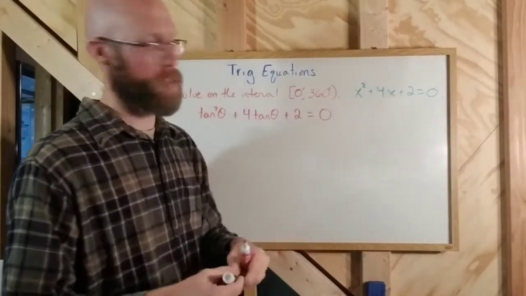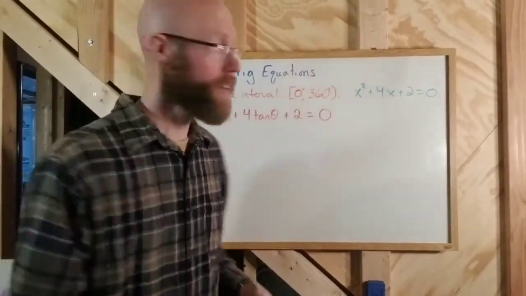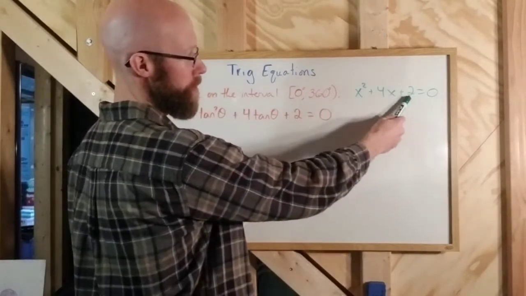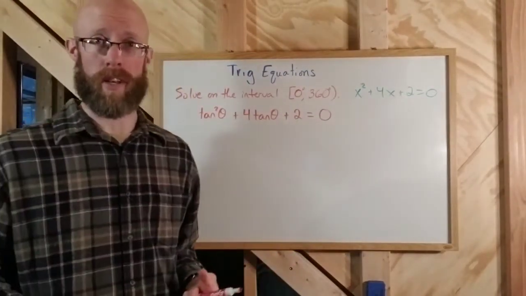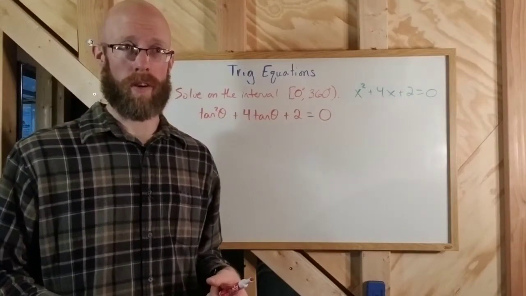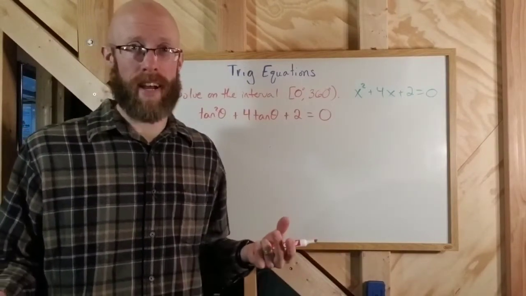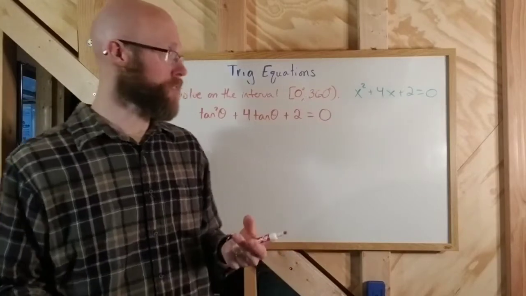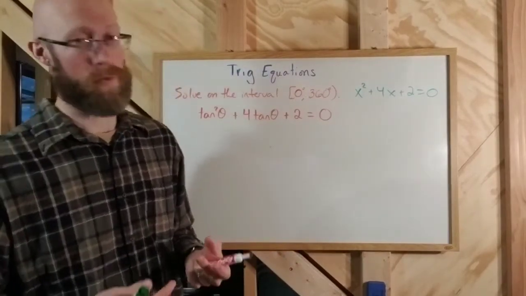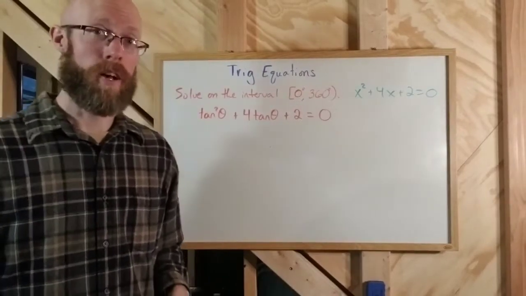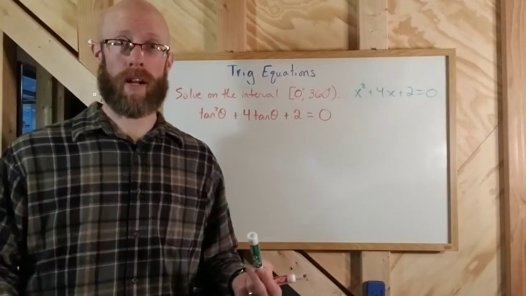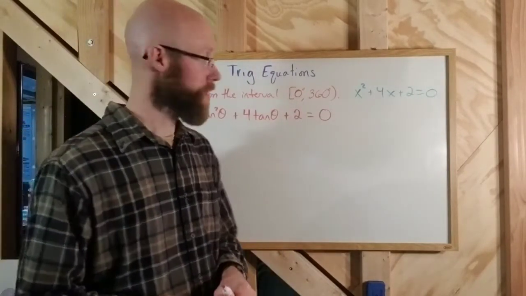Well, generally speaking, you would try factoring. Unfortunately, factors of 2 that add up to 4 don't exist, right? 2 is 1 times 2. There's no other factors that are integers, and so 1 times 2, 1 plus 2 doesn't add up to 4, it adds up to 3, so it doesn't factor. So we have to use the quadratic formula, everybody's favorite.